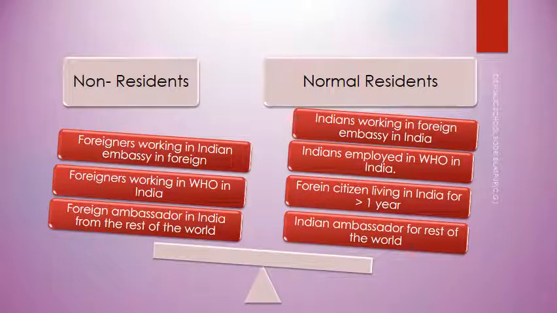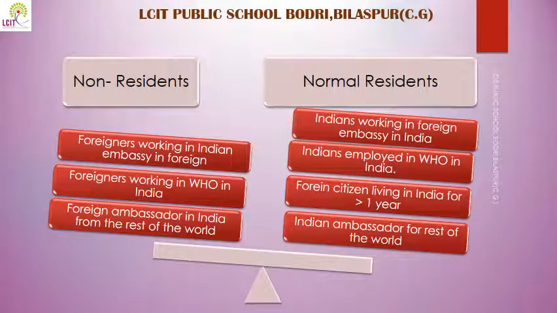Now let us see some examples of normal residents and non-residents. They are both different things. In non-residents, foreigners who are working in an Indian embassy. So a foreign embassy will be located in India, and an Indian embassy will be located in a foreign country. For example, in the US there is an Indian embassy. All the people working there will not be Indian. There will be some foreigners also working there. So their income will not be included in the normal resident category.